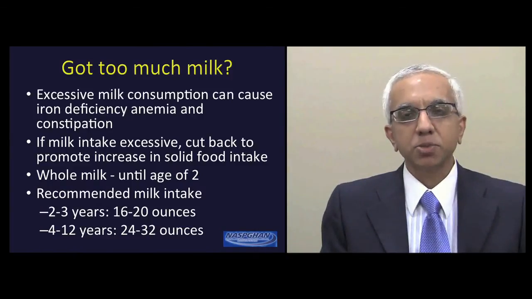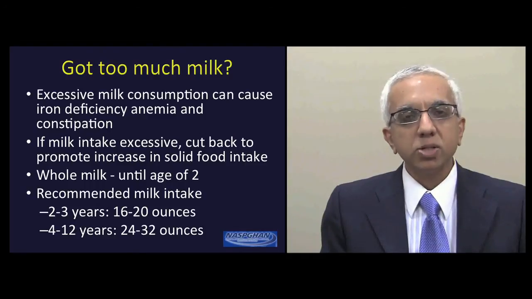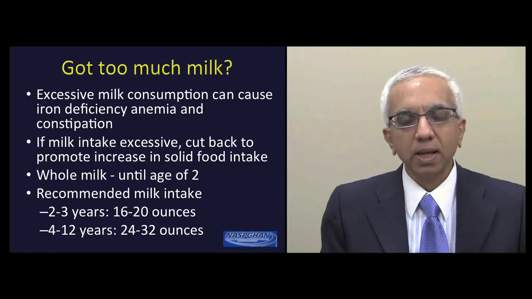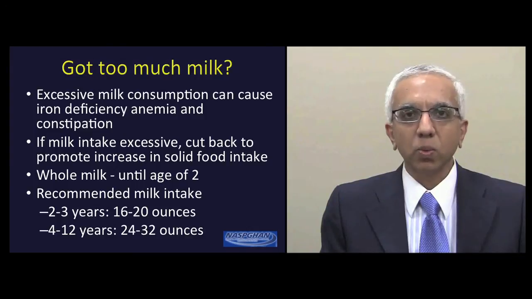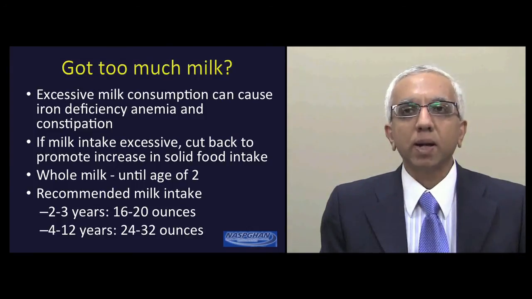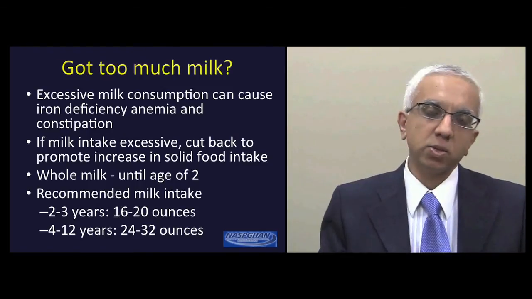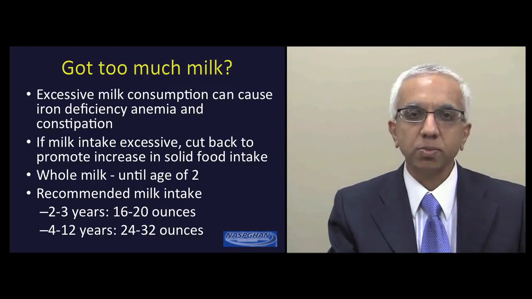Excessive milk consumption can cause iron deficiency anemia and constipation. Occasionally it can lead to failure to thrive as well because the kid is not taking enough solid food. In general, kids that are not growing well should get whole milk up until the age of 2. The recommended milk intake is 16 to 20 ounces up until the age of about 4 and 24 to 30 ounces beyond that period of time.